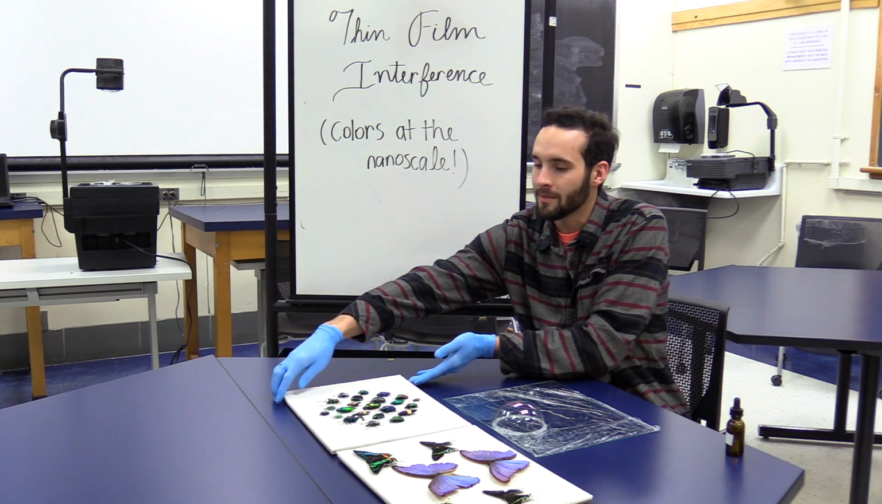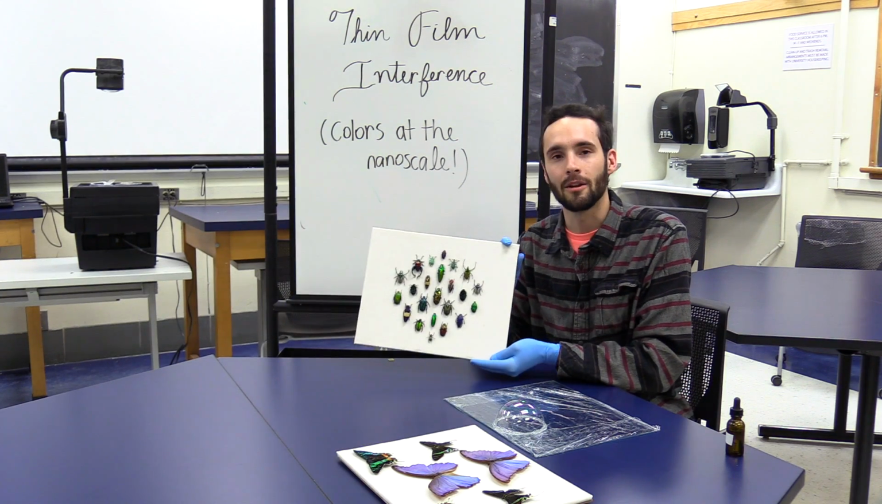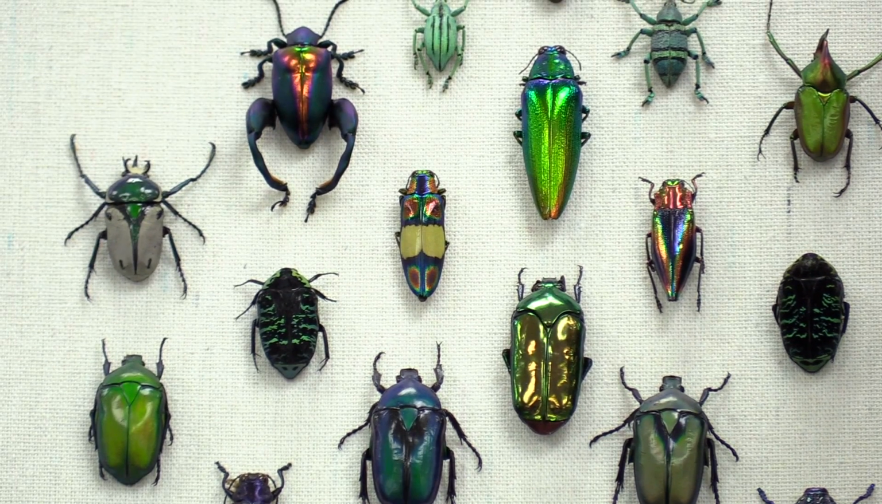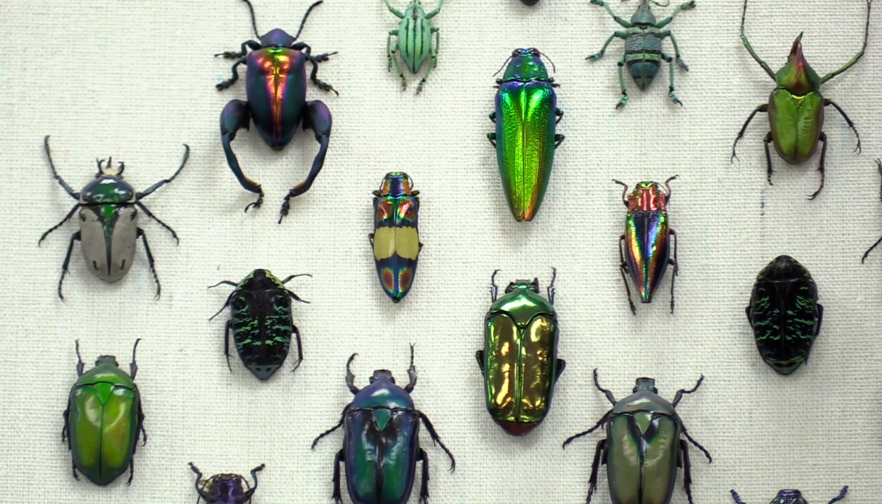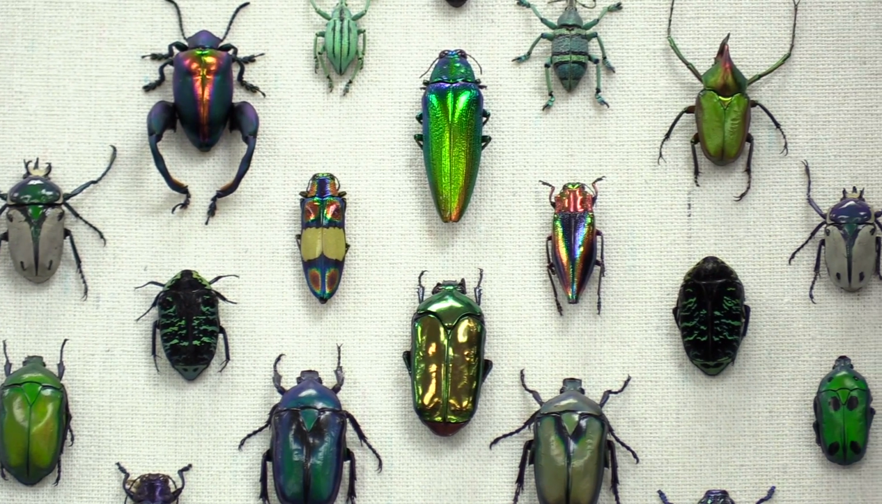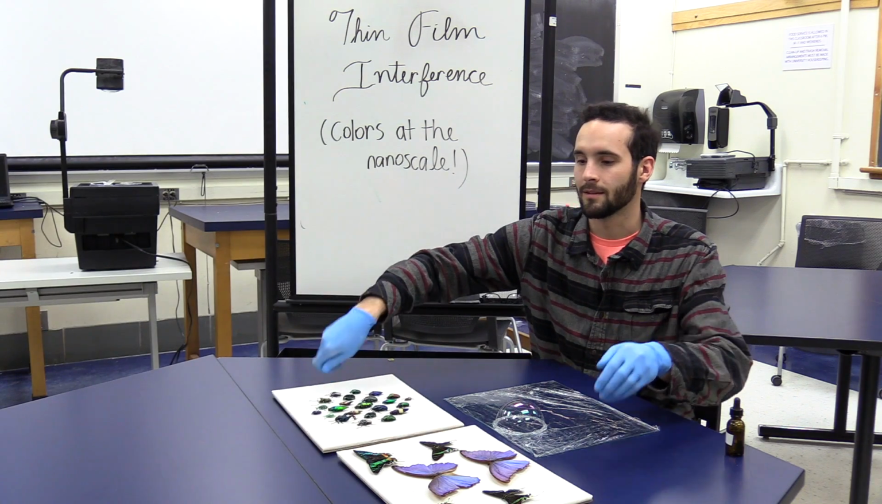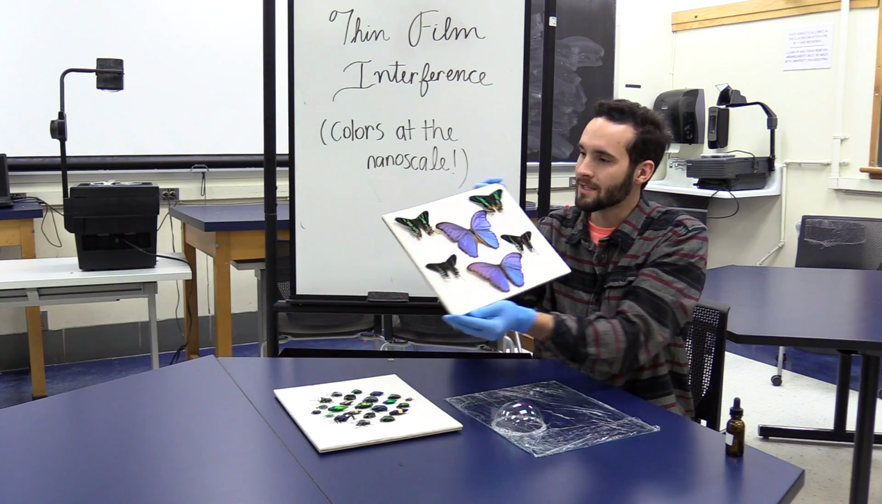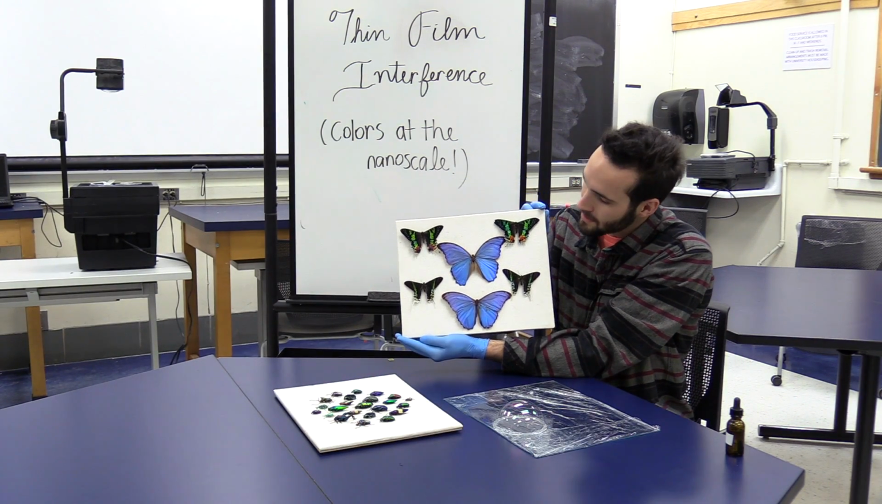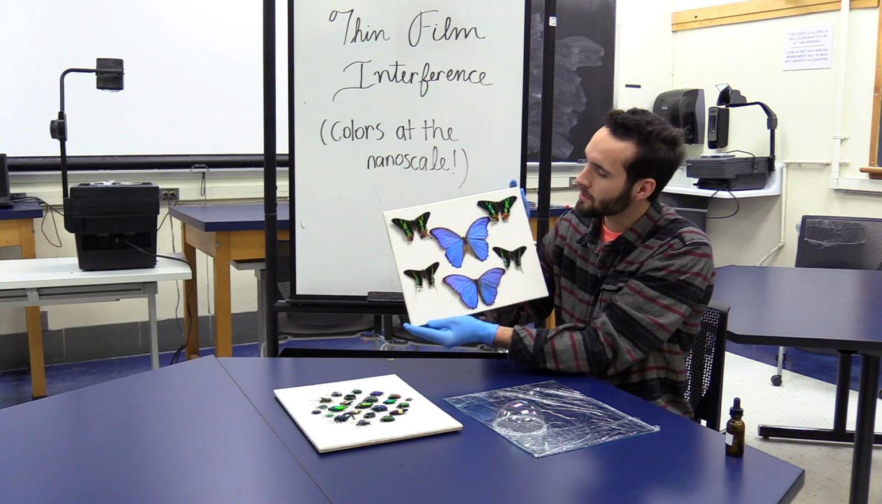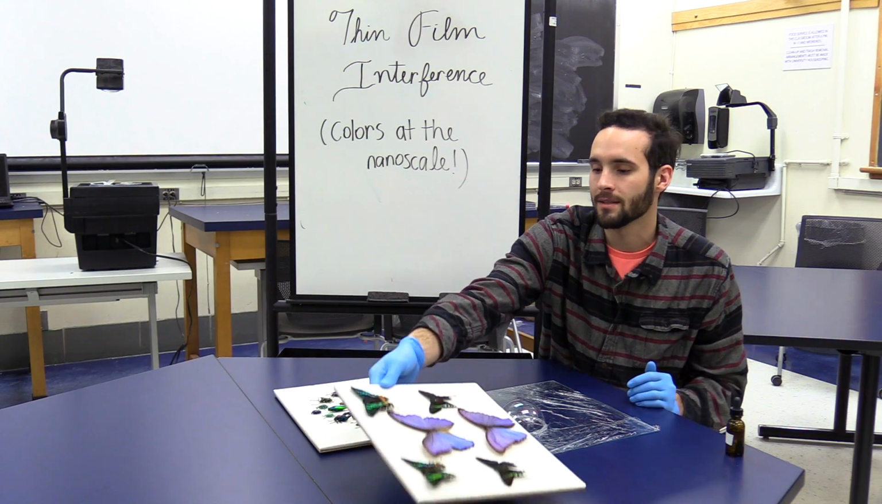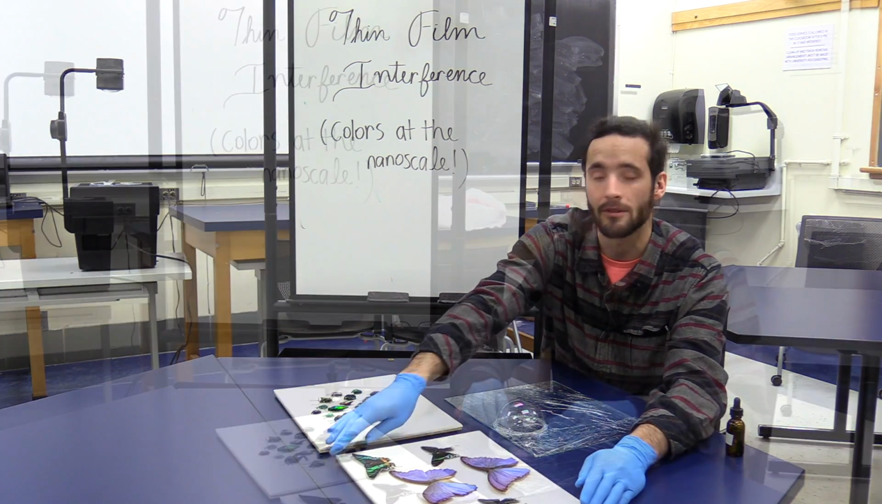So today we're going to first be looking at the colors generated by beetles and butterflies, and how they generate these iridescent, beautiful colors that we see in these natural ecosystems. You can see here the iridescence of these butterflies, and we're going to do some initial tests to understand how these colors are generated and why.